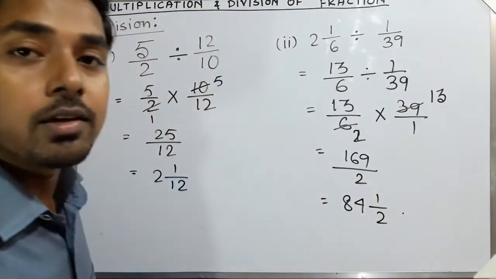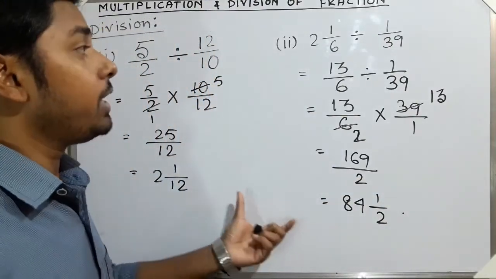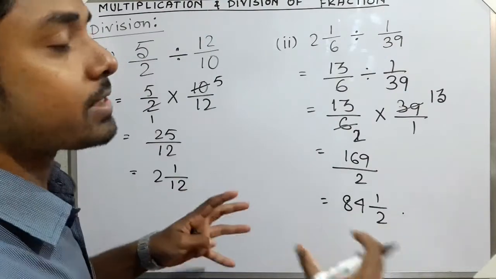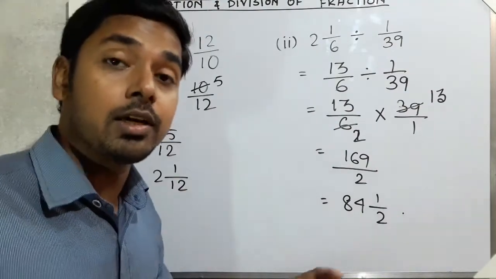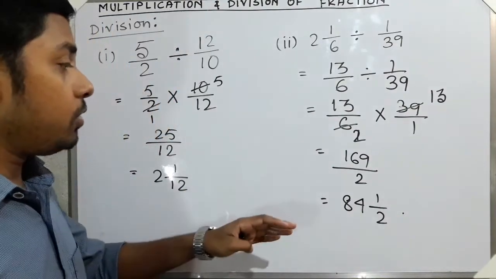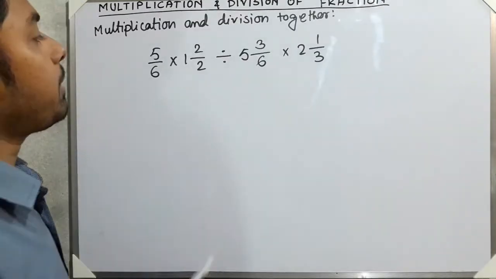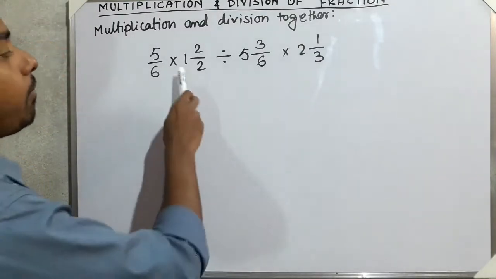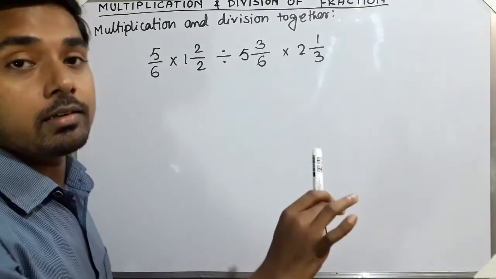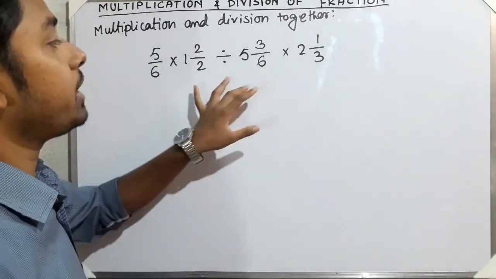This is the answer. So first of all, pause the video to note it down. Then we will have a combination example, that means multiplication and division combined. Okay, so pause the video to note it down. Now we have taken an example which has multiplication and division together.